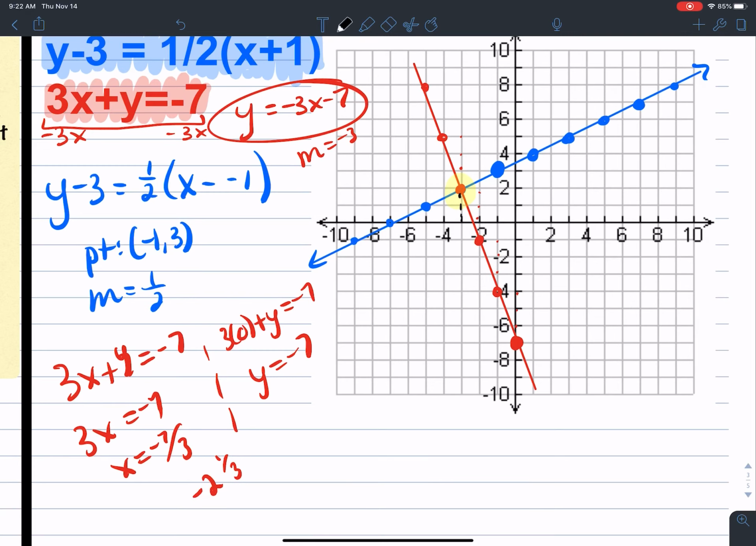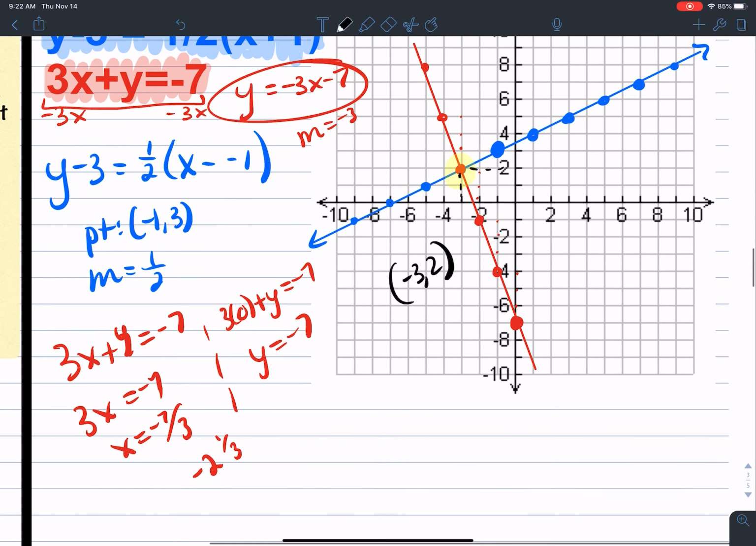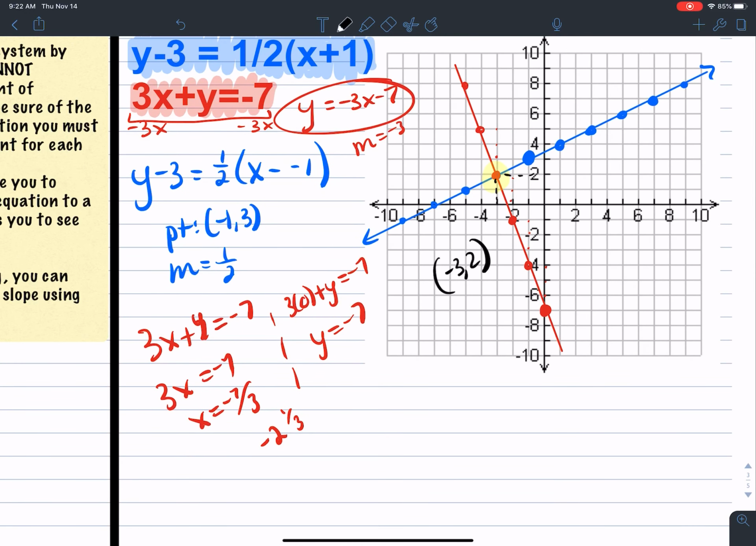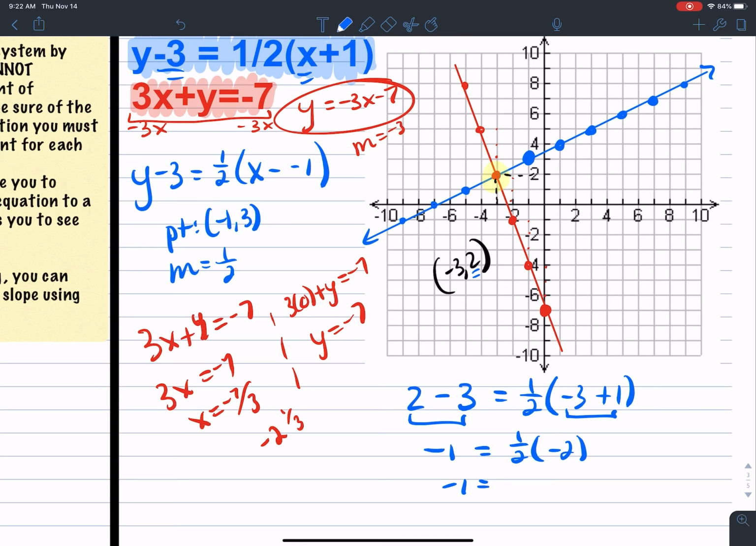So its x value was -3 and its y value was 2. So we should check that in both original equations. So if I take the original blue one, y minus 3, where y is 2, so 2 minus 3, because that's the original equation, should equal 1/2 the x value that we think is -3 plus 1. So 2 minus 3, that's -1. -3 plus 1 is -2, and half of -2 is -1.